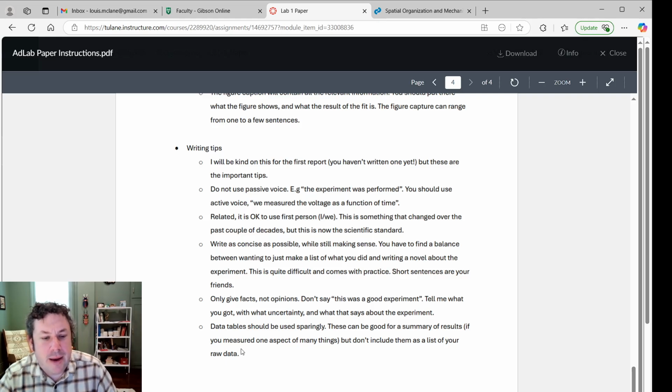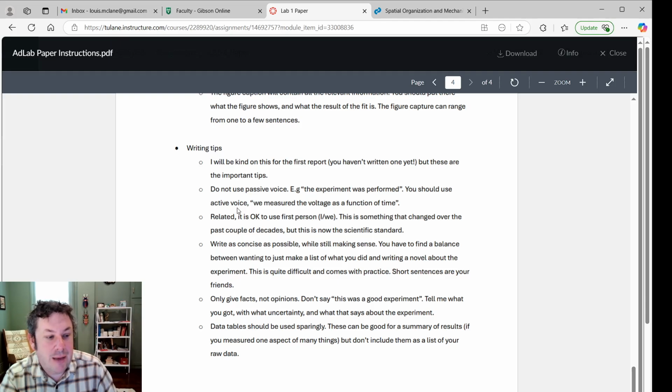Last one here, I say data tables should be used sparingly. I gave you an example of a data table, and I always like to do that, but what ends up happening sometimes is people will get really excited about using a data table. Use them for summaries of results, but don't use them for raw data. Raw data doesn't show up in this part of the paper. The raw data would be in the supplementary information, and that's actually what I have your lab notebooks for. So related to this, of course, there's a lab notebook due for this.